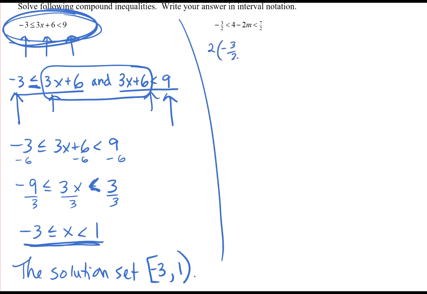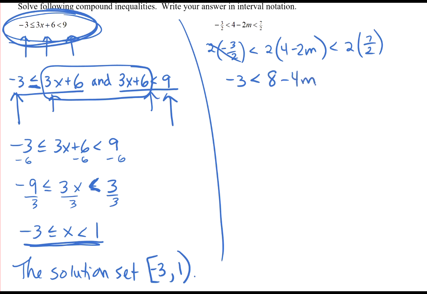2 times negative 3 halves is less than 2 times 4 minus 2m is less than 2 times 7 halves. Remember, if you're going to multiply by 2 on one side of the statement, you have to do it to all sides. In this case, not just the left and the right, but the middle as well. So the 2 clears this denominator, so we get negative 3 is less than 8 minus 4m, when I multiply through by the 2, is less than, and the 2's cancel here, so we just get 7. Now, slowly get the m by itself. So I want to subtract 8 from all three sides. So I get negative 11 is less than negative 4m is less than negative 1.